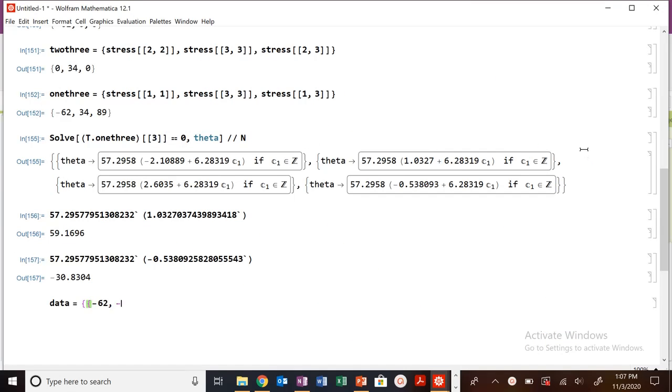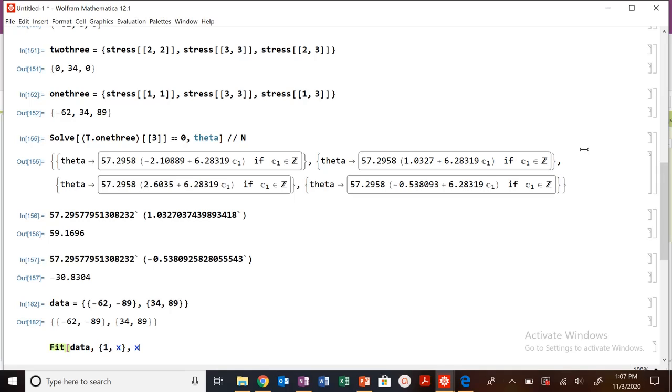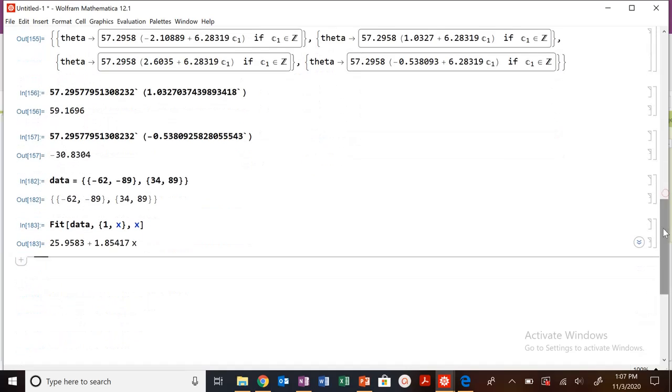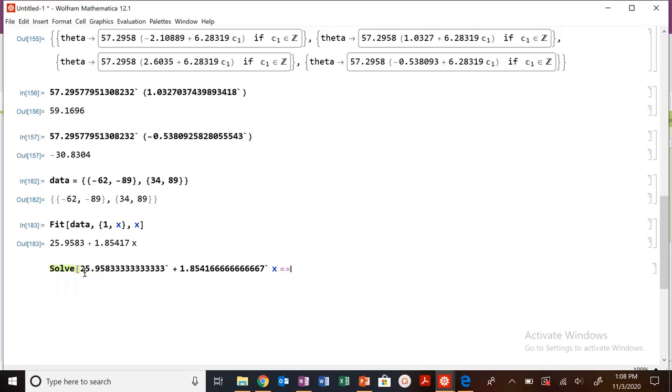62 minus 89. Then we have 34 and 89. Let's go ahead and solve that. Let's fit my data with a linear function of x right there. So I could solve now for my center: solve when this equals 0 for x. So my center is equal to minus 14.